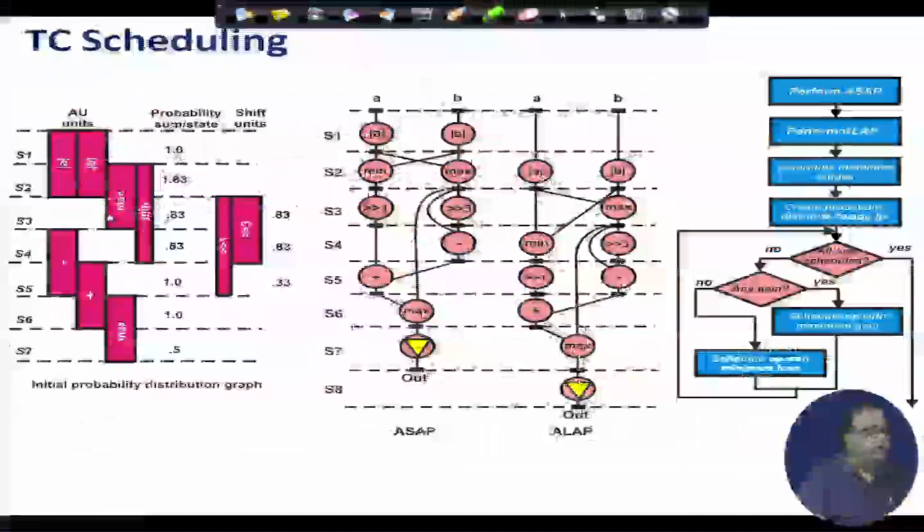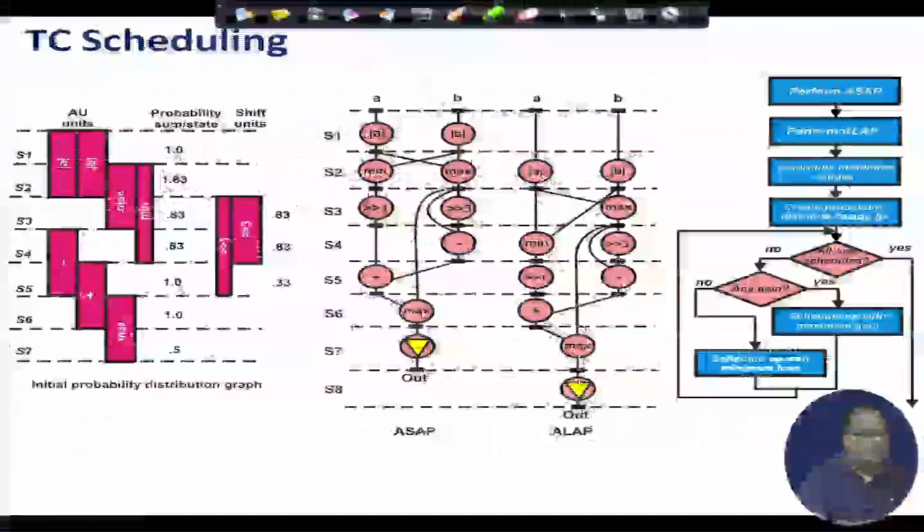Okay. Here max, and that is saying what is the probability that something will be scheduled here. So, you can see that here 0.83, because max can be scheduled either here or here, mean can be scheduled either here or here or here. So, max is contributing 0.5, mean is contributing 0.33 to this control step. Similarly, for minus, this should be minus, I am sorry, it has become vertical, minus, plus and max are like this.